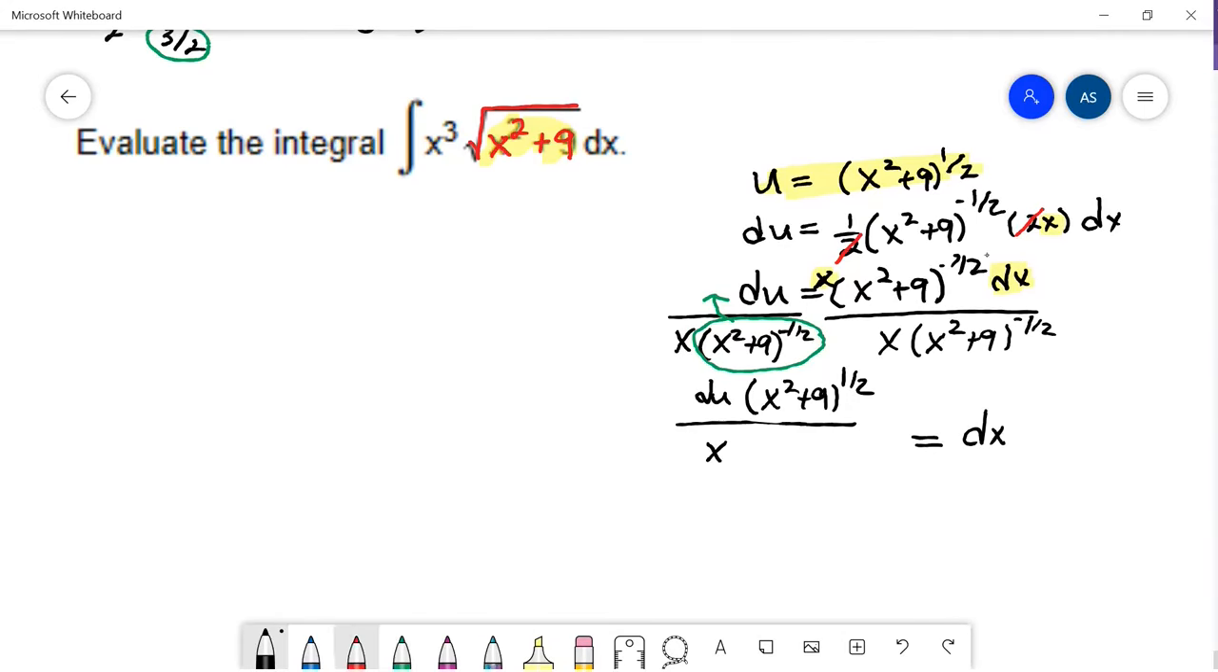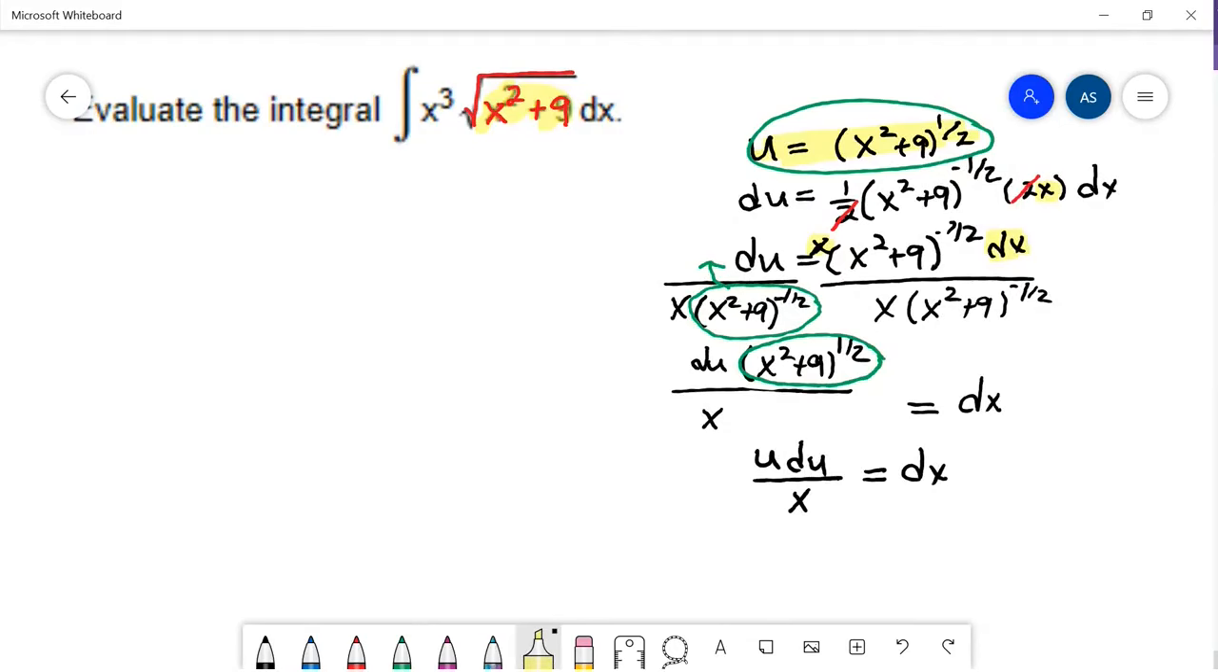Now something nice happened here, and you'll notice that x squared plus 9 to the 1/2 power is the same as the u that we used earlier. So rather than writing x squared plus 9 to the 1/2, I'm going to use u. So this becomes u du over x equals dx. A lot cleaner.